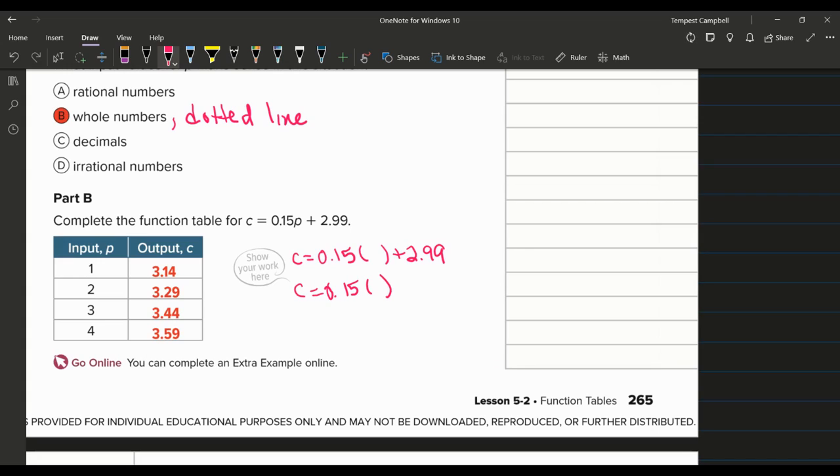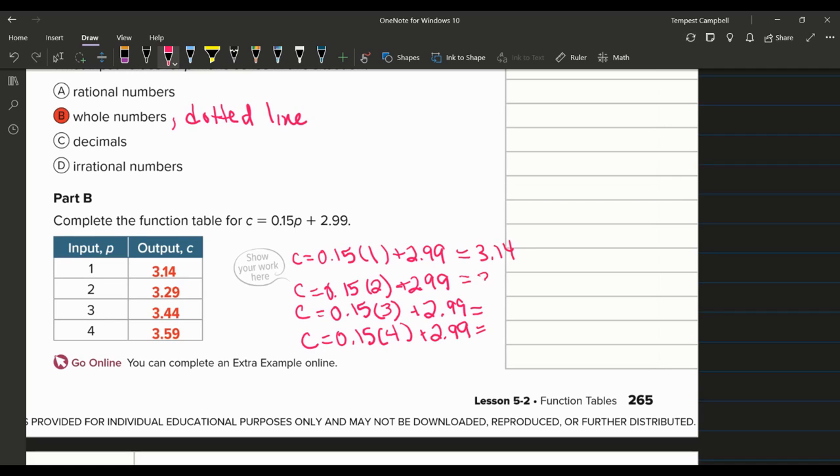Go ahead and write the equation down 4 times, because that's how many numbers in our table we have. So we get C equals 0.15 parentheses plus $2.99. Then we're going to plug in our values: 1, 2, 3, and 4. Remember, those have to be whole numbers. We plug that into our calculator, and that's when we should get 3.14, 3.29, 3.44, and 3.59.